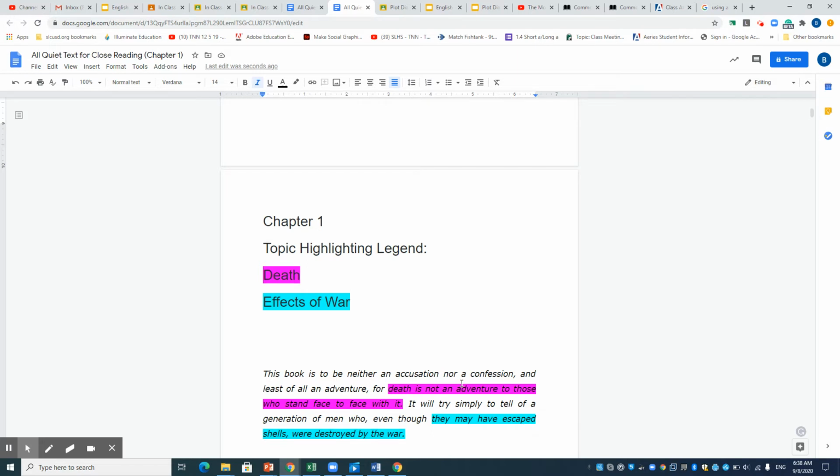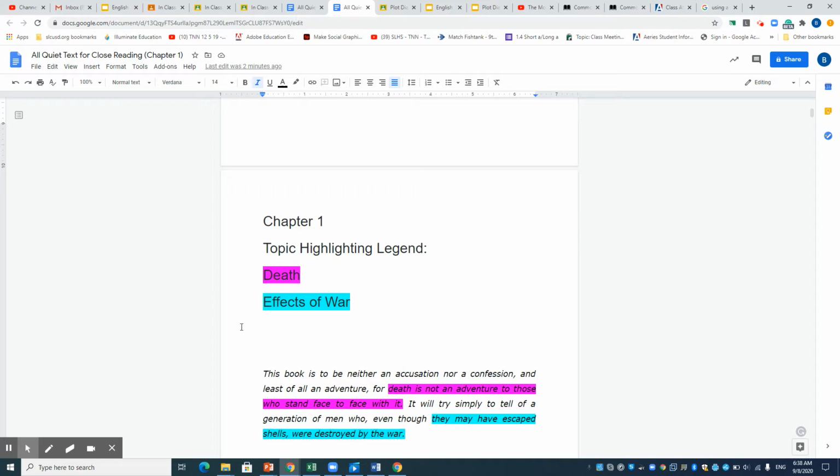So, what you need to make sure is open up your annotation text, and when you open it up, at the very top, there should be a legend. A legend is a guide to help understand annotation, in this case, annotation in our text. We're working toward a theme, and the way that we're going to work toward a theme is we're going to start with topics. So, what you're going to do is you're going to choose two topics from the list.